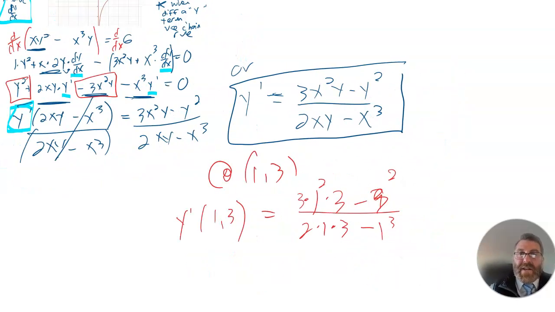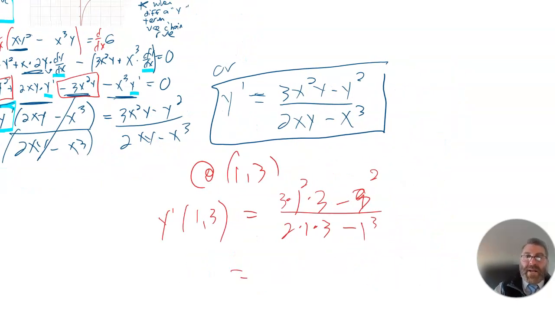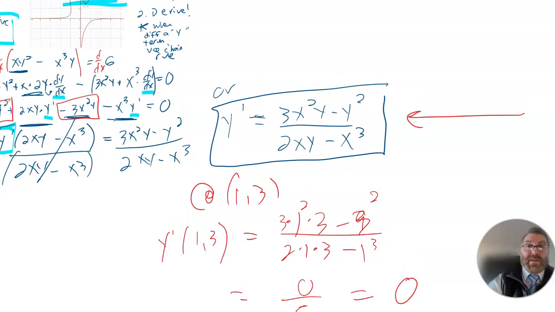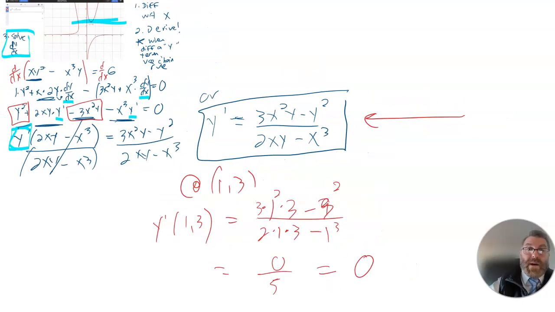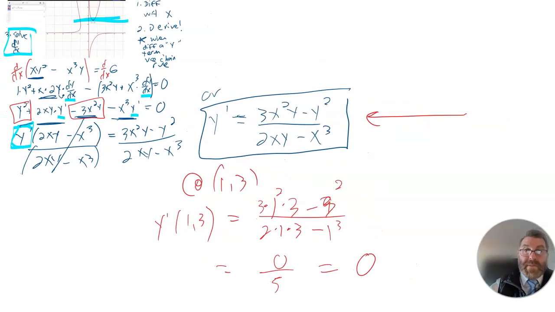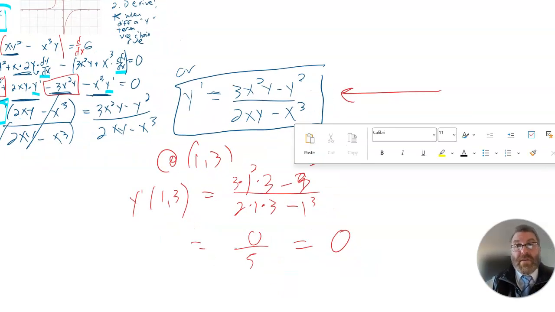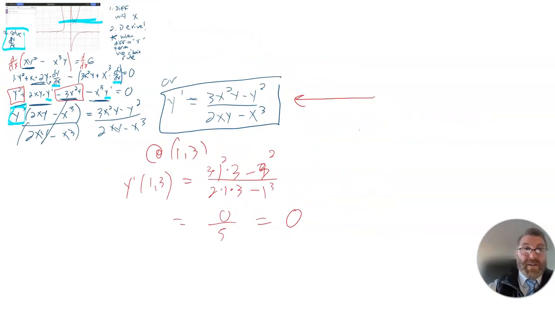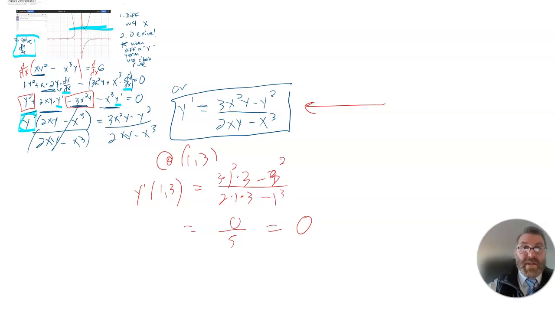And what I notice is that I get 9 minus 9 up top, 0. Oh, good. And I get 6 minus 1 on the bottom, which is 5. So therefore, I just showed using the derivative, which I got by using implicit differentiation, I plugged in the point 1, 3. This derivative requires us to plug in an x and a y value of the point of tangency. And I got 0, as I suspected from looking at the graph of that crazy little thing.